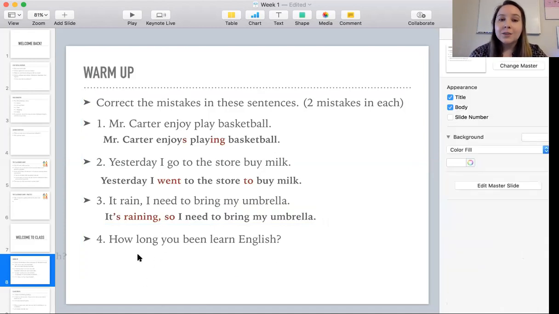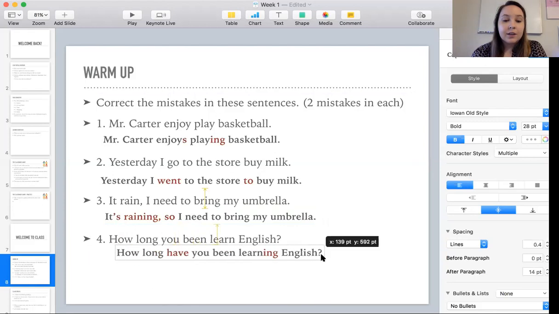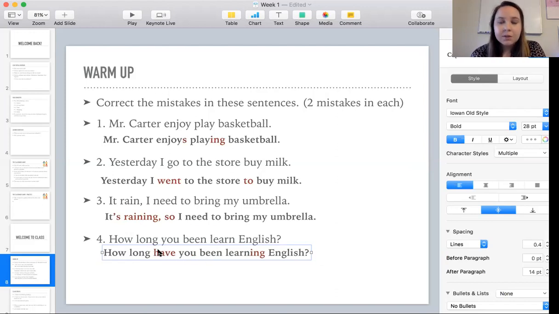All right, and then the last one, number 4. How long you been learn English? Let's take a look at the correction. This is a specific type of question. So how long have you been? We need have as a helping verb. This is what we call a perfect construction. It's a type of grammar that we've worked on. So how long have you been learning? It's a progressive. How long have you been learning English?